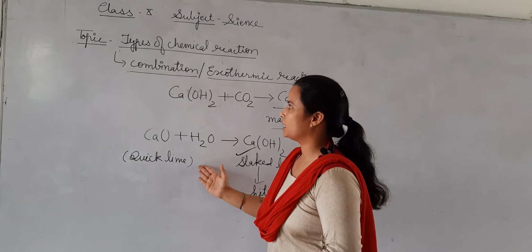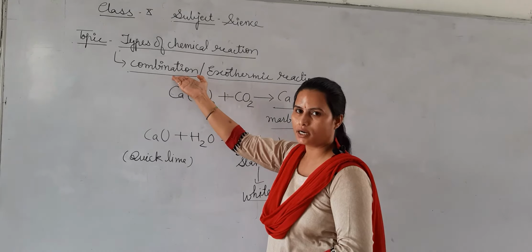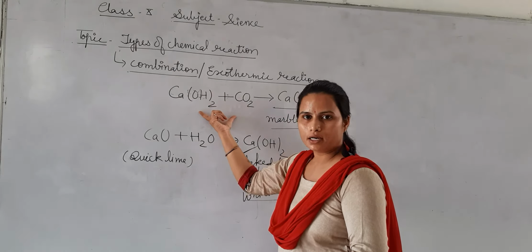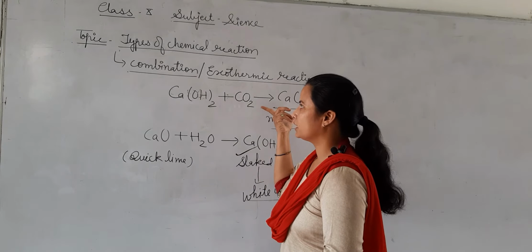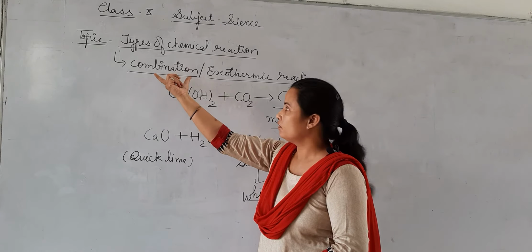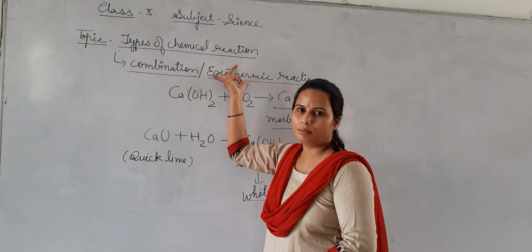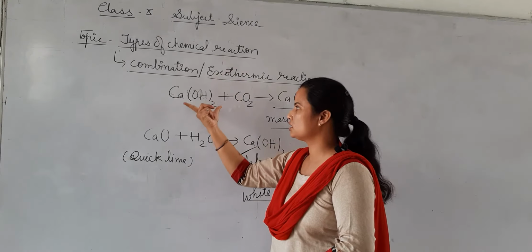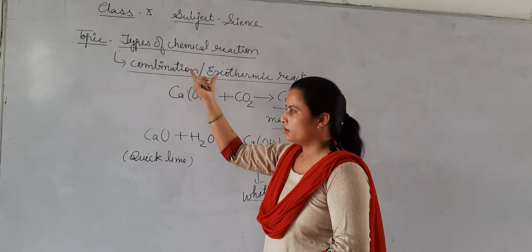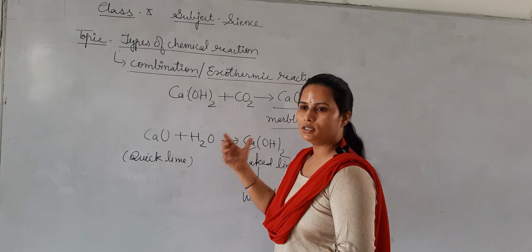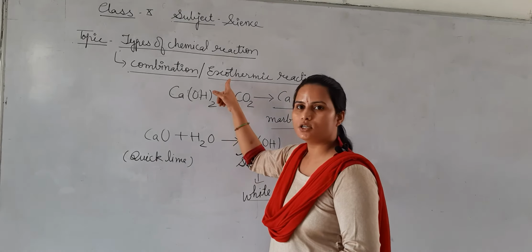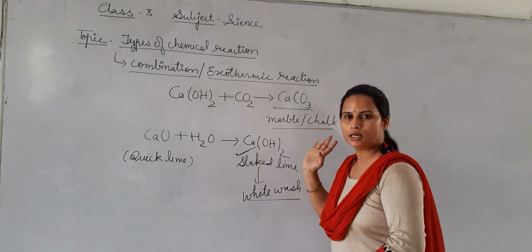It means there are so many examples. Combination reaction, again I explain to you, when two or more reactants react, it forms a product. That type of reaction is called a combination reaction. Why is it called an exothermic reaction? In a combination reaction, when a product is formed, it evolves energy, it gives energy. That's why it is called an exothermic reaction.